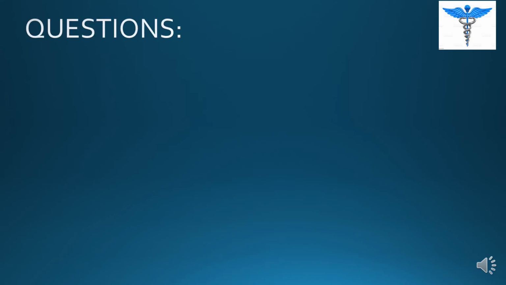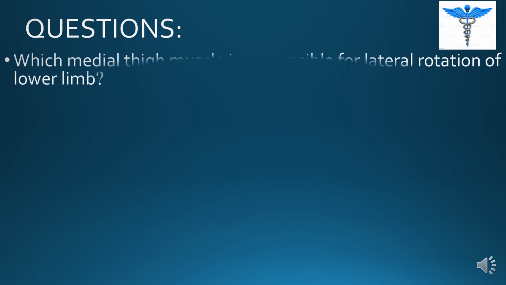Now we have questions of the topic. Which medial thigh muscle is responsible for lateral rotation of the lower limb? So all the medial thigh muscles adduct, but the one that rotates the lower limb laterally is the obturator externus muscle.